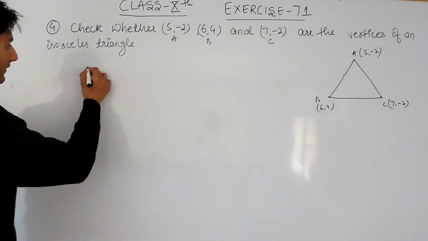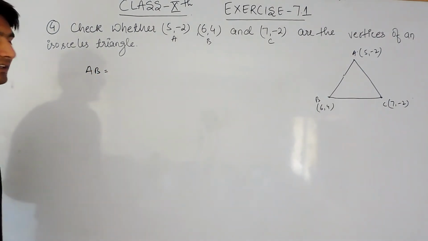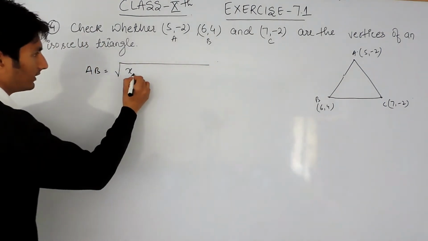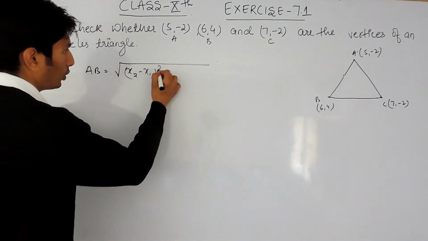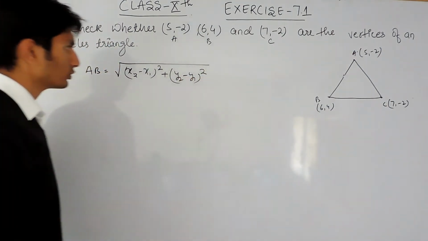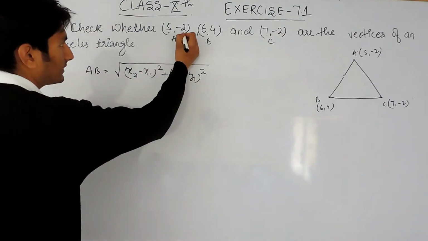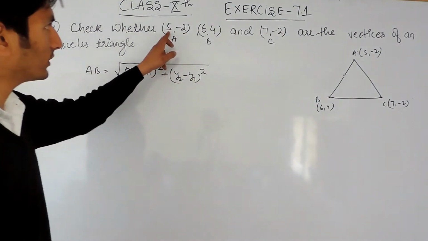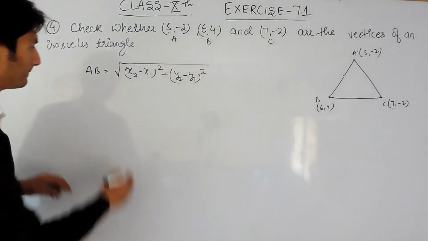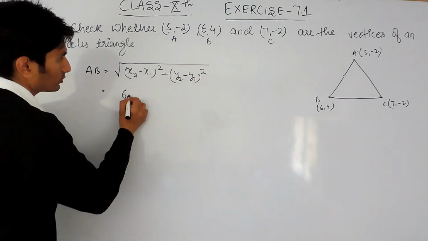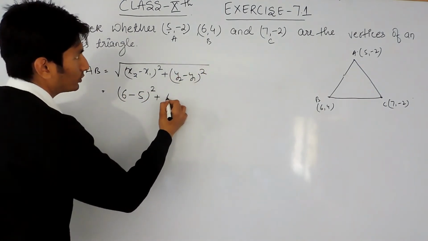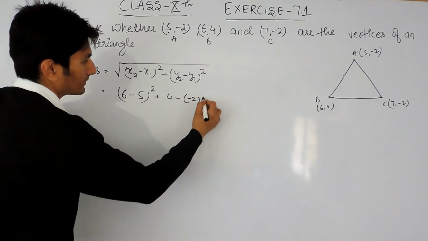So first of all, let's find the distance between A and B, and again I have to use the same distance formula, which says square root of (x2 minus x1) whole square plus (y2 minus y1) whole square. So consider these points as x1, y1 and this point as x2, y2 for A and B. Now our x2 is 6, so 6 minus our x1 which is 5, plus our y2 which is 4 and our y1 which is minus 2.